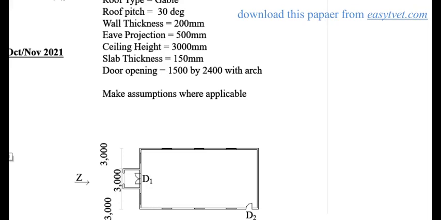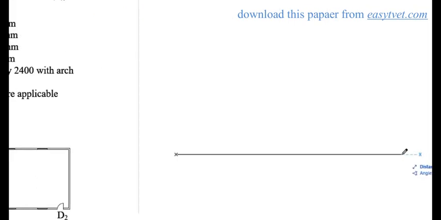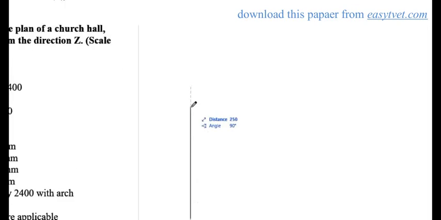So, what you're going to do, they want the elevation from this side. So we're going to start by getting the total length, that is from this point to this point. So draw a line like this. Then draw a straight line, a horizontal one going upwards.